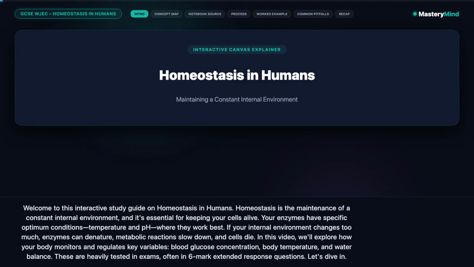Welcome to this interactive study guide on homeostasis in humans. Homeostasis is the maintenance of a constant internal environment, and it's essential for keeping your cells alive. Your enzymes have specific optimum conditions, temperature and pH, where they work best. If your internal environment changes too much, enzymes can denature, metabolic reactions slow down, and cells die.